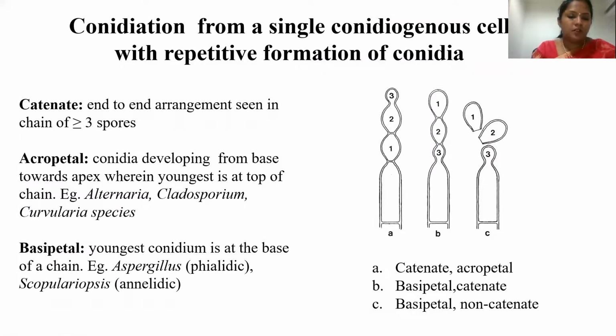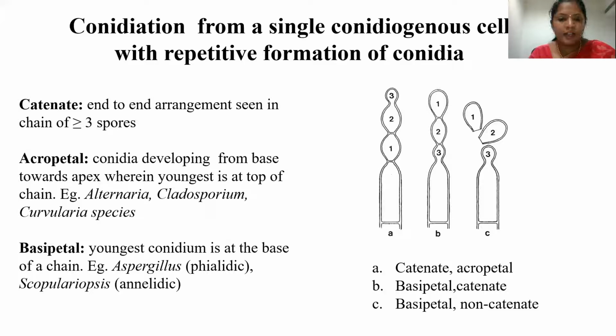You should know certain terms for understanding the conidiogenesis process, like what is catenate, what is acropetal, and what is basipetal. Catenate means end-to-end arrangements seen in chains of three or more spores. Here, this is a catenate arrangement. And if they split after formation, then they are called non-catenate. So acropetal arrangement means the conidia developing from the base towards the apex, wherein the youngest is at the top of the chain.